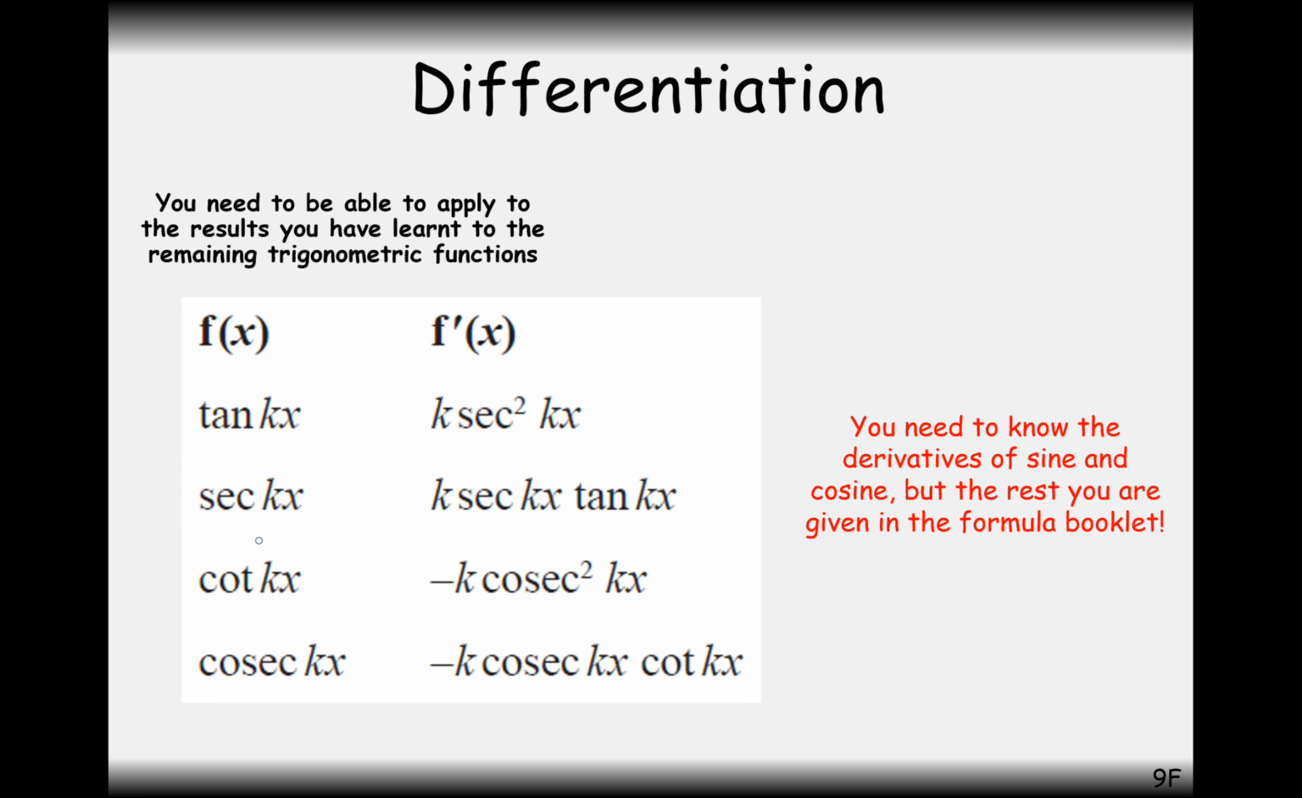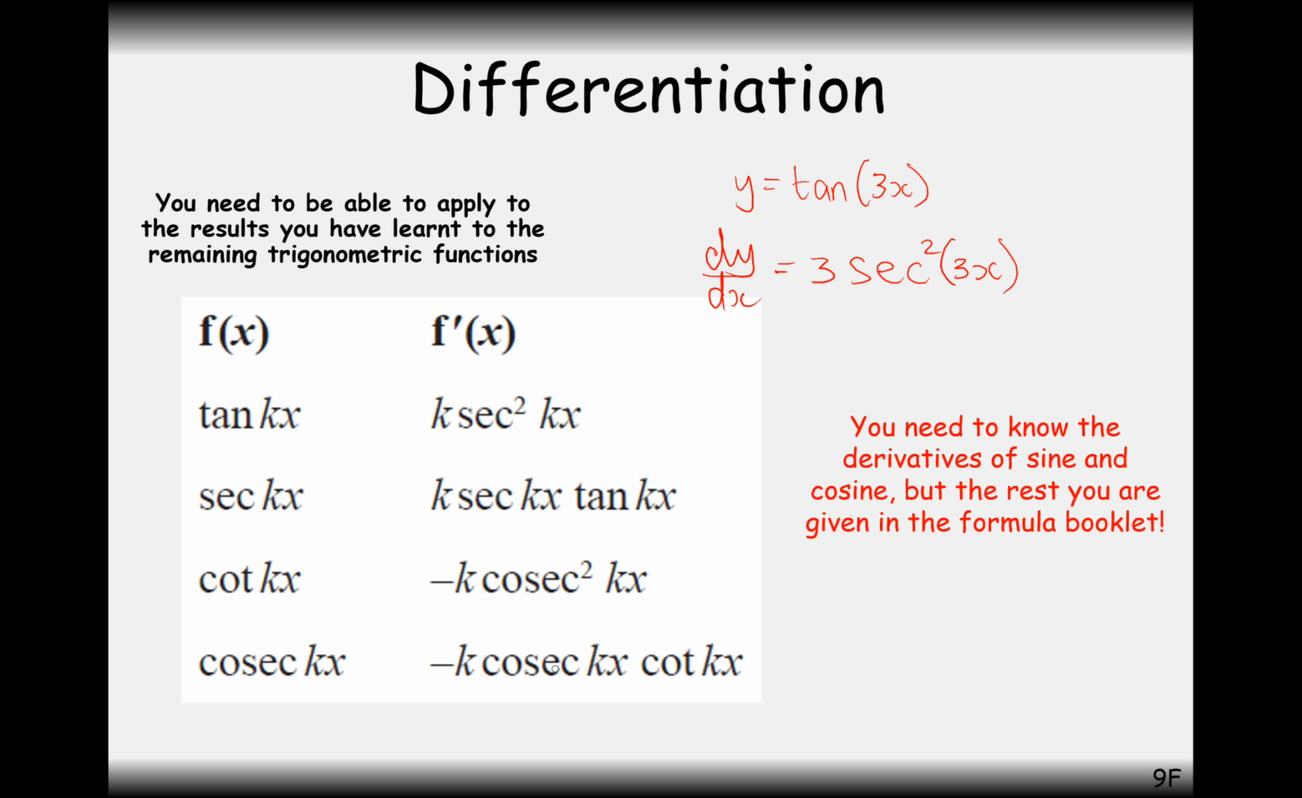So this here is exactly how it's going to appear in the formula booklet. Tan kx differentiates to k sec squared kx, and the rest of them follow down here. The reason they've got a k here is just in case you've got a function such as y equals tan of 3x maybe. You can use k as your 3 value, so the derivative here, we'll see the 3 pop out to the front, just like the k has popped out here. So it's going to be 3 sec squared 3x.